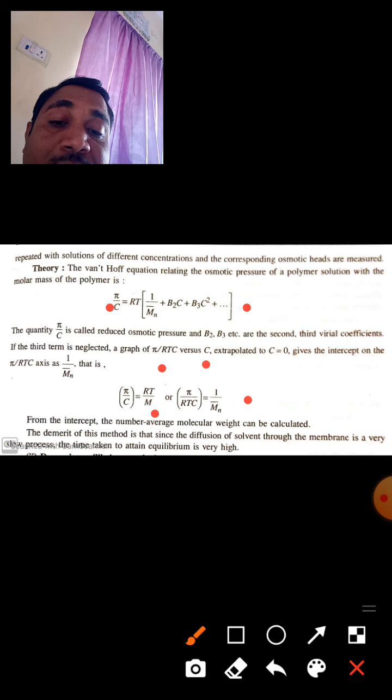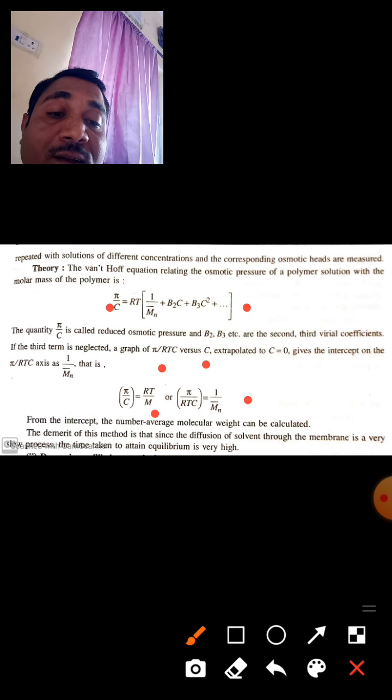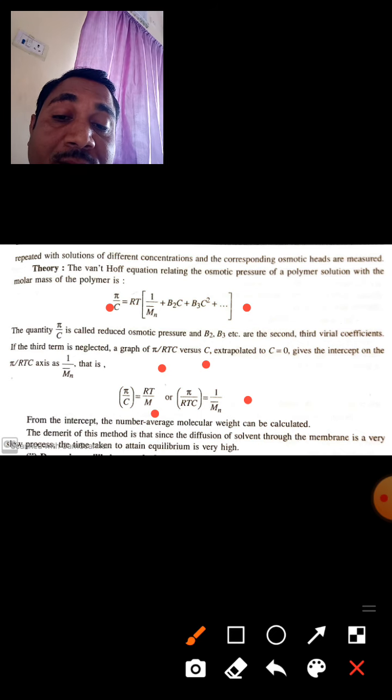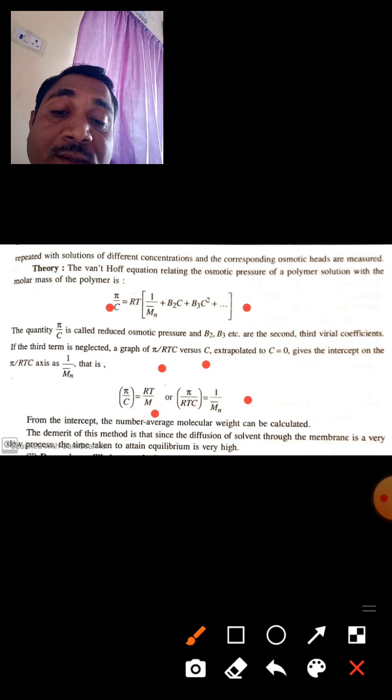The demerit of this method is that since the diffusion of a solvent through the membrane is a very slow process, the time taken to attain equilibrium is high. Therefore, this method requires more time. That means to attain equilibrium, the time requirement is high.